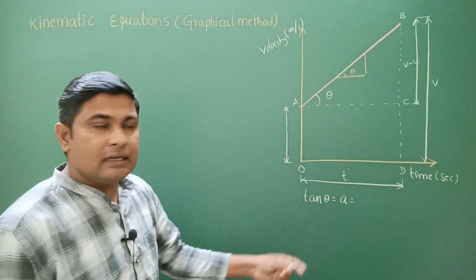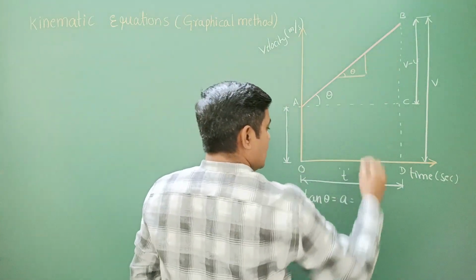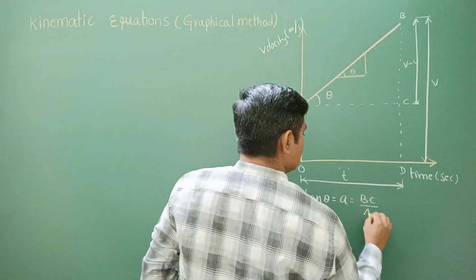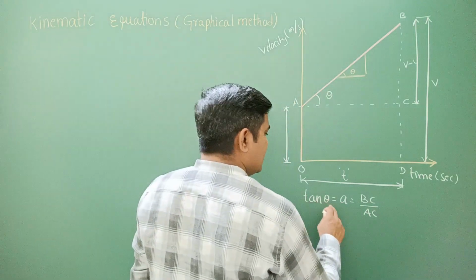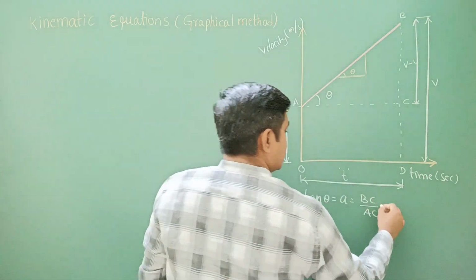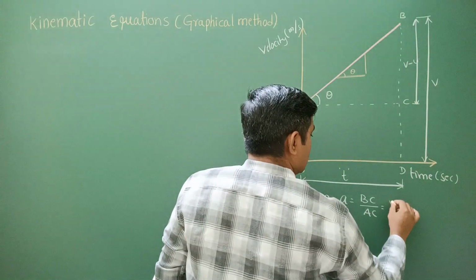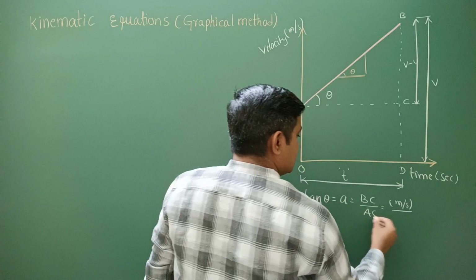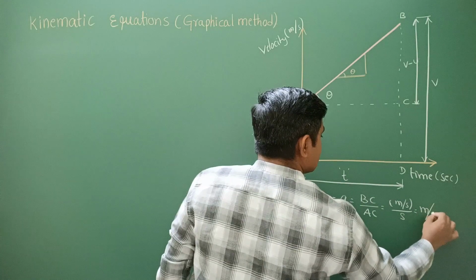So what is that tan theta value? Opposite side by adjacent side for this triangle. The opposite side is BC, and the adjacent is AC. So a, acceleration, equals that. How do we know that tan theta is going to give us the acceleration? If you check with their units, the BC value is going to give us V minus U, the change in velocity, whose units are meter per second. The AC value is again time, in seconds. That is going to give us meters per second square.